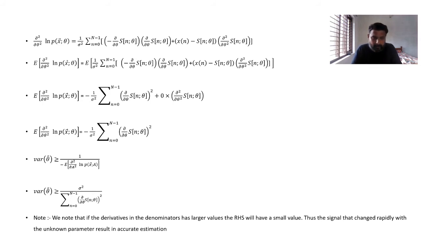Just underline that the variance of theta cap is one of the important relationships. If you know ∂/∂θ of s[n; θ], you can directly substitute into this one. So we will see one general example. I will not explain all of this, I will just take the variance of theta, substitute directly, and we can see whether the unknown parameter will result in an accurate estimation or not.